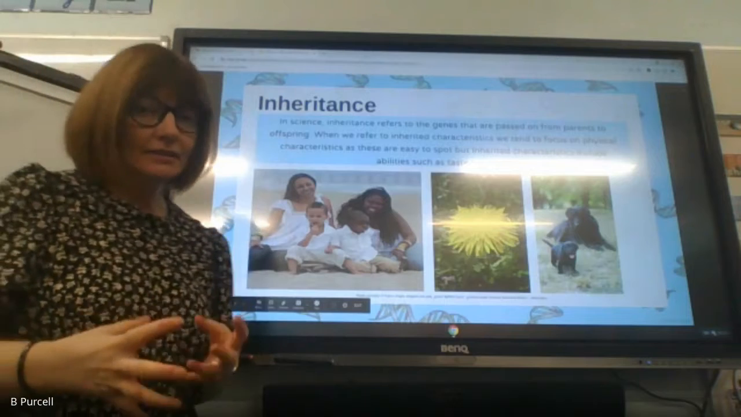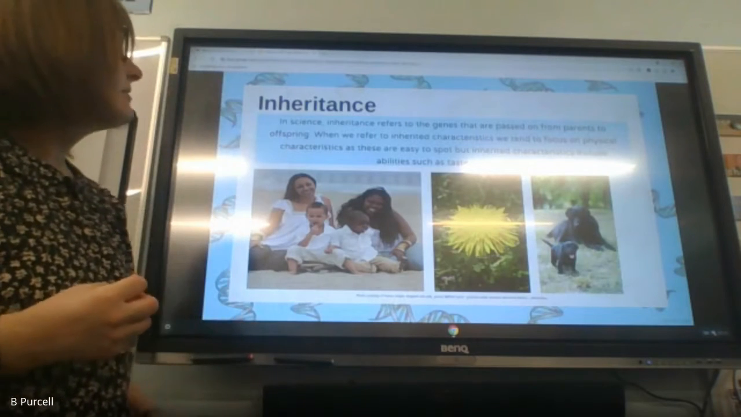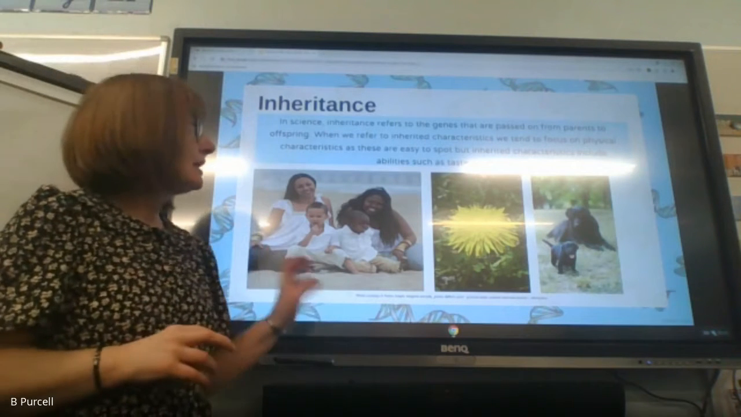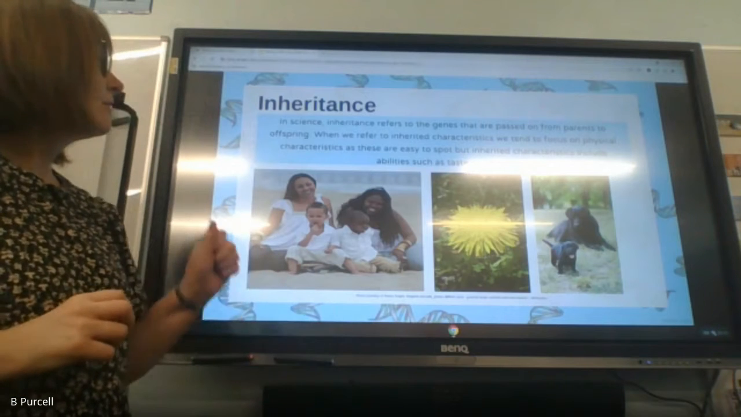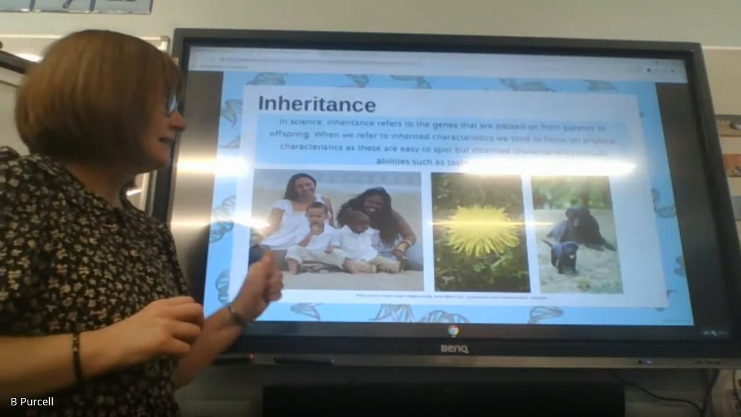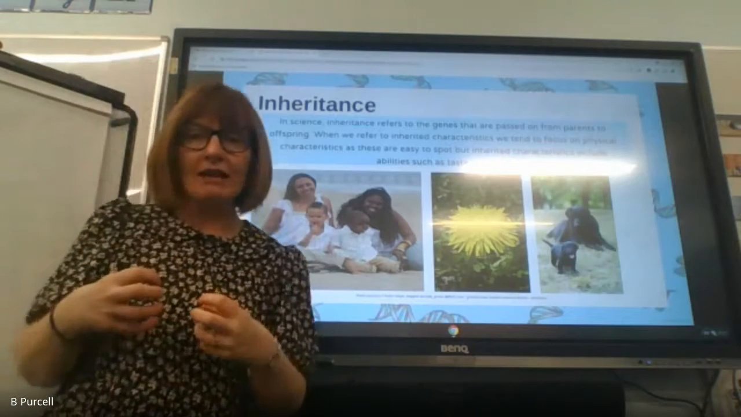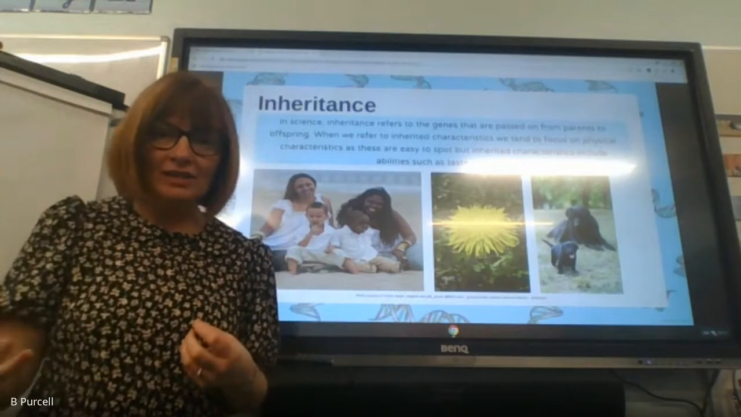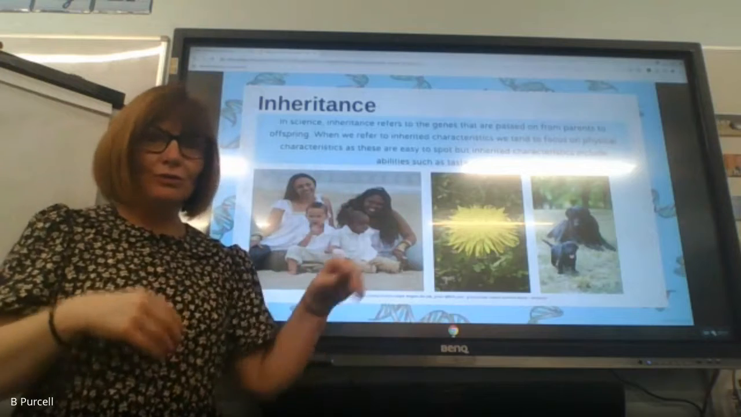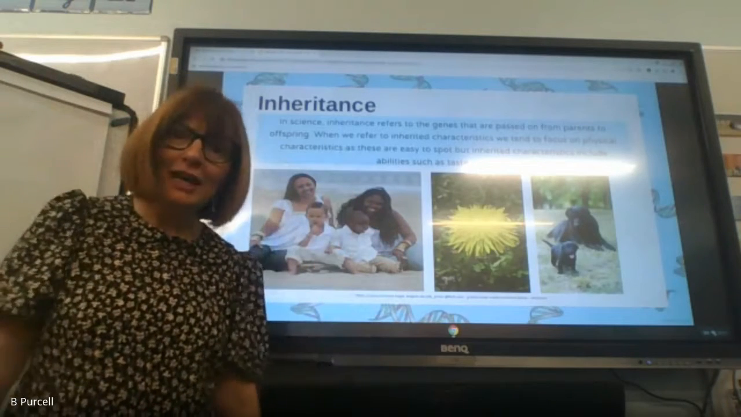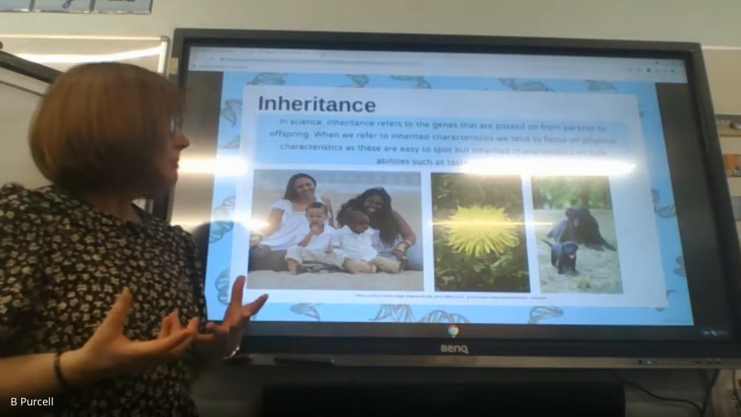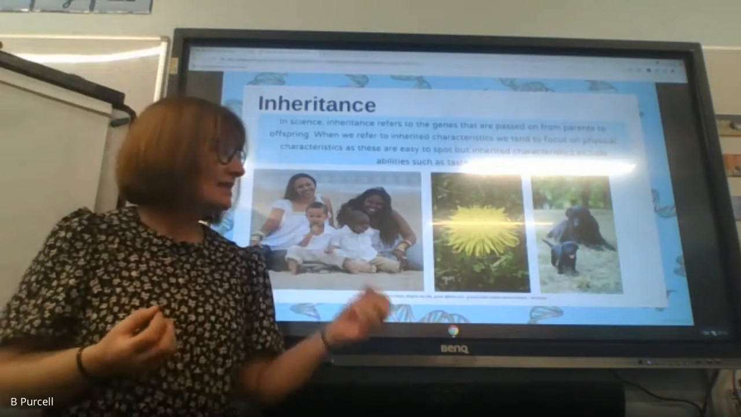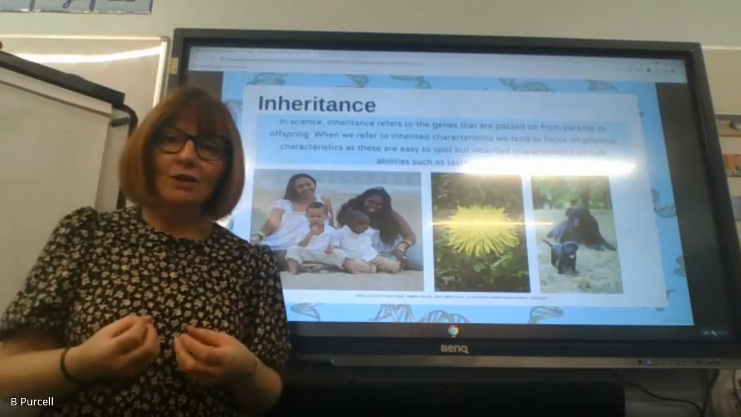Inheritance. In science, and this is what we're interested in, inheritance refers to the genes that are passed on from parents to offspring. When we refer to inherited characteristics, we tend to focus on physical characteristics because these are easy to spot. Okay, so inherited characteristics that are easy to spot, again, is your eye colour, your hair colour, whether your hair is curly or straight, whether you're tall, whether you're short, the other way around, those sorts of things. But we also have inherited characteristics that include abilities such as taste and smell. So we inherit those characteristics as well.